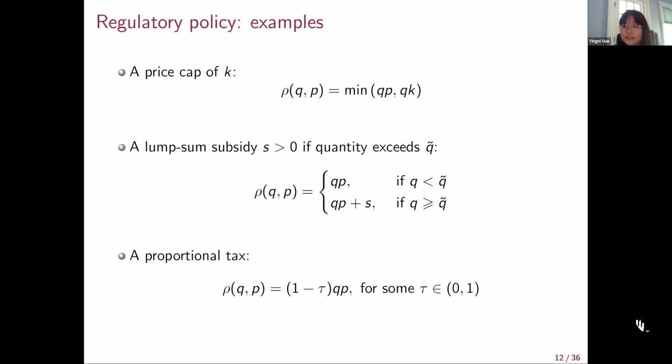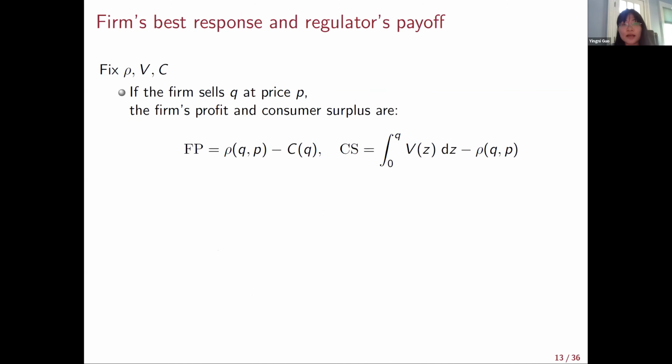Okay. Now the last example is a proportional tax. This is used in China towards the state-owned monopolies, right? In this case, the firm would just pay a fraction of its revenue to the regulator. So the revenue that the firm gets from QP is 1 minus tau times QP for some tau. Today we are going to show that these lump sum subsidies and proportional taxes are never optimal. We will show that the optimal instruments are price cap, piece rate subsidy, and a cap on the total subsidy.